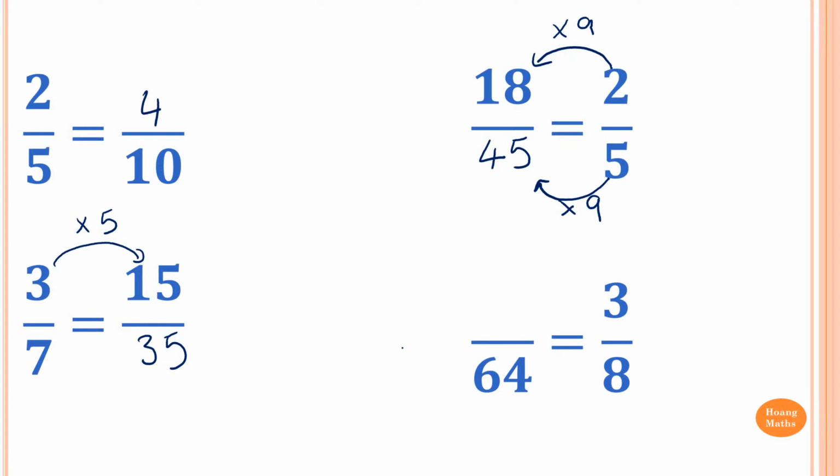Something over 64 is equal to 3 over 8. So from 8 to 64 we times by 8, because 8 times 8 is 64. So therefore, the top needs to times by 8 as well. So 3 times 8 is equal to 24.